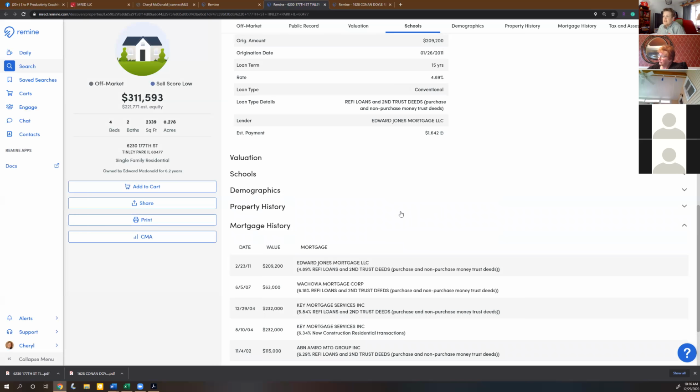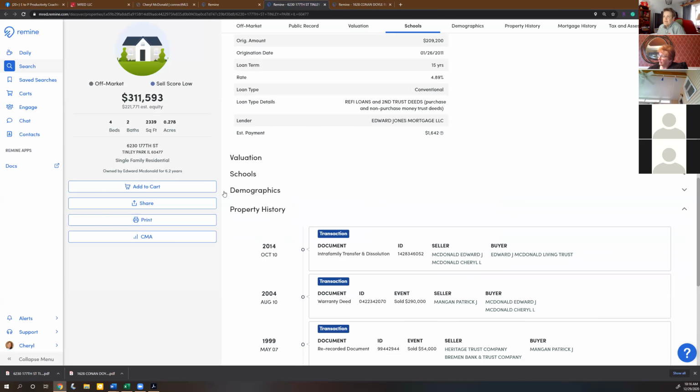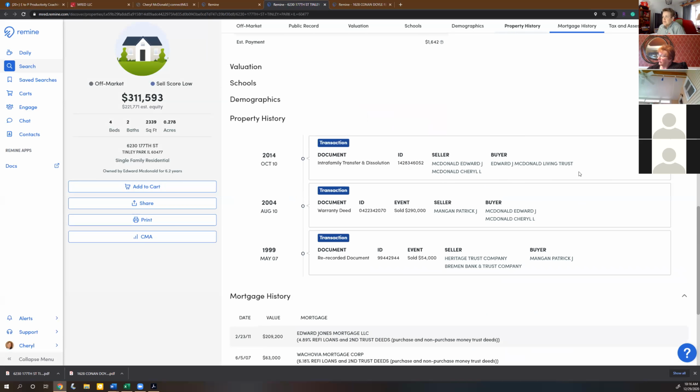Okay. So let's look at the property history, and that will tell you why I've only been in the house 6.2 years. So we purchased it here with a warranty deed. In 2014, we transferred our house into a trust. So our home has been in a trust for the last 6.5 years. Does that make sense?